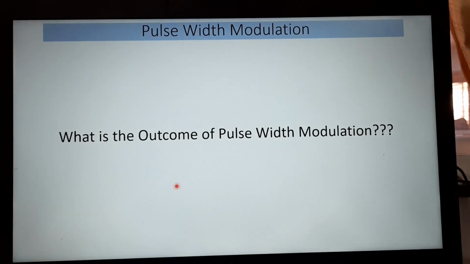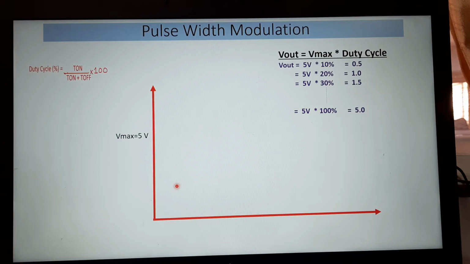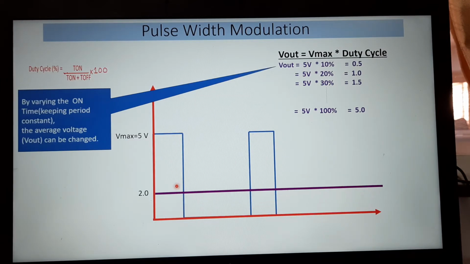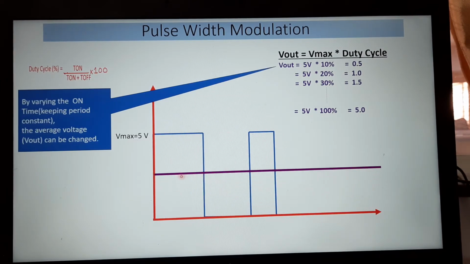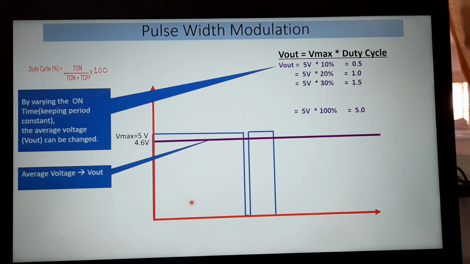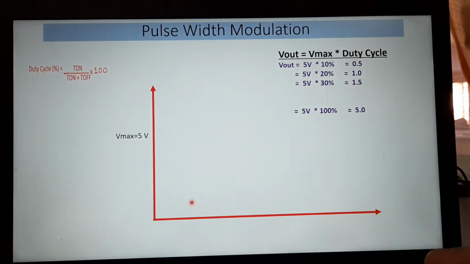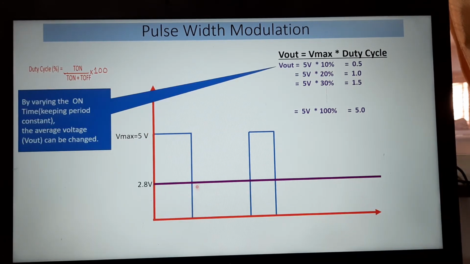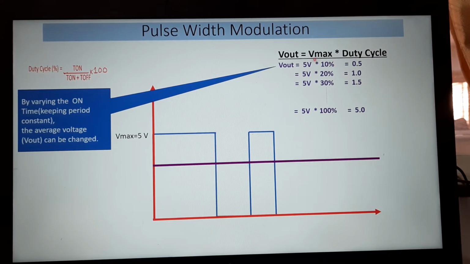What is the outcome of pulse width modulation? If I vary the on time, keeping the period constant, what do I achieve? Let us understand with this animation. You can see if I vary the pulse width, the average voltage also increases from minimum to maximum. Let us replay it once again. If I vary the pulse width, the average voltage varies. You can see the relation.